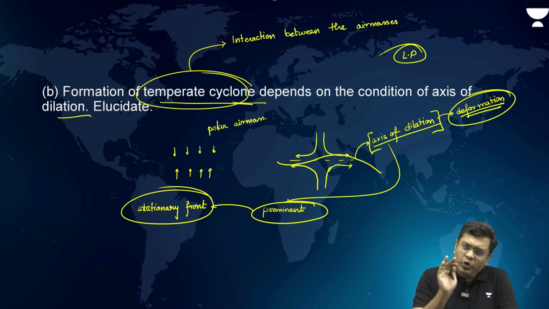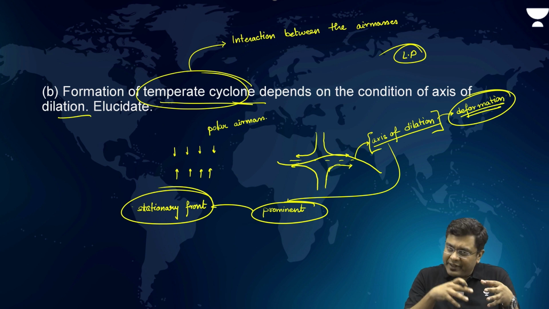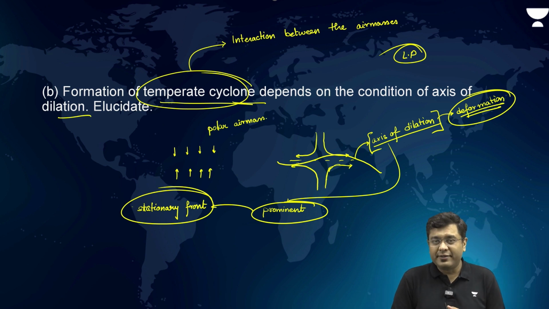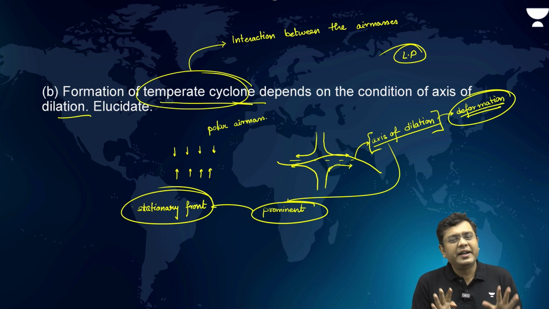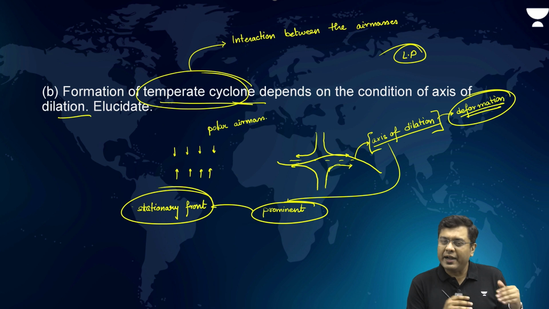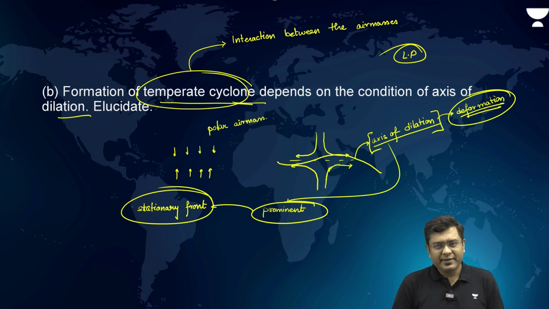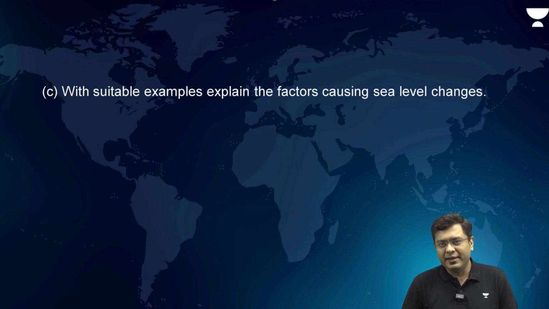Very briefly, only in the schematic diagrammatic representation, you could also talk about the further formation of a temperate cyclone when the deformation of the axis of dilation happens. So, here it is about the temperate cyclone and cyclogenesis, and how that is created and caused. Okay? So, that is what was needed to be written in the answer.